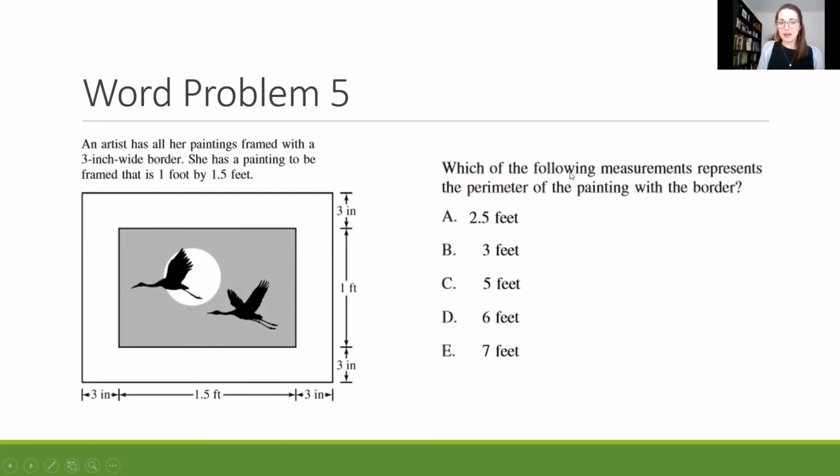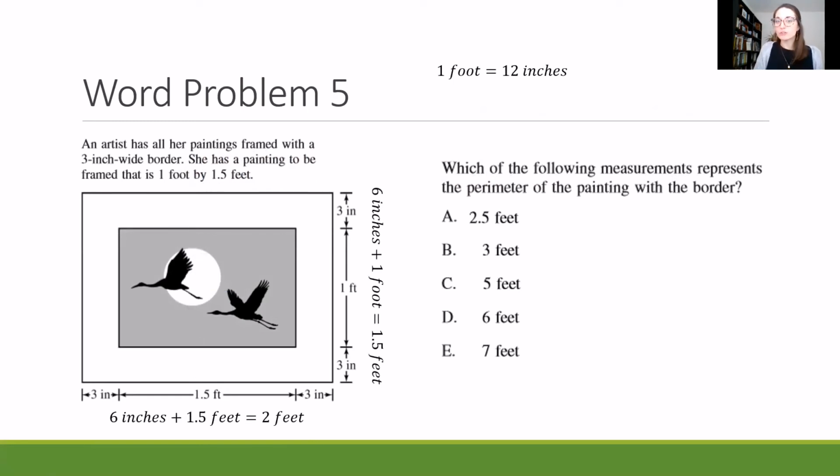So let's start with that. How do we put those together? Well, we know that 1 foot equals 12 inches. And so I'm going to think about ways that I can make these correspond. Here on the bottom, I see I have 3 inches and 3 inches. So I put those together, 6 inches. And I have 1.5 feet. Now 6 inches, 6 is half of 12. So that means that's half a foot. So I could also think about this as 0.5 feet plus 1.5 feet. And ultimately, when I put those together, I get 2 feet.